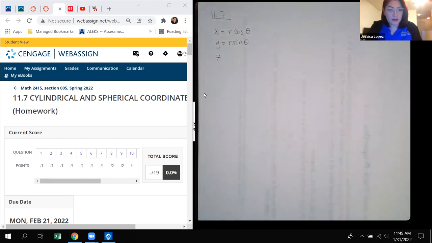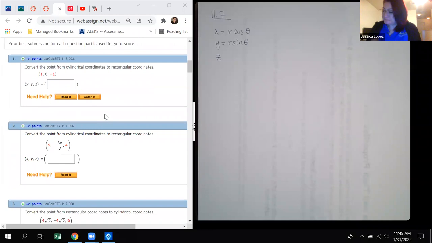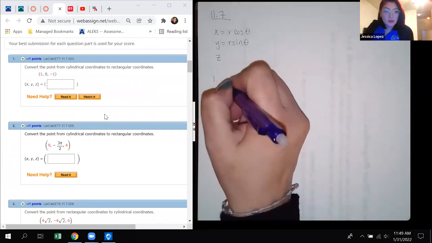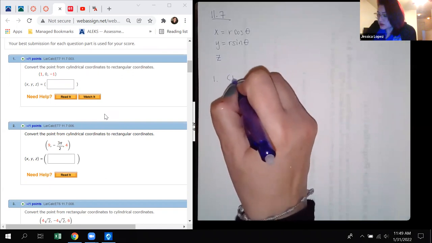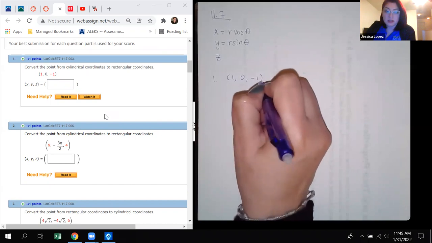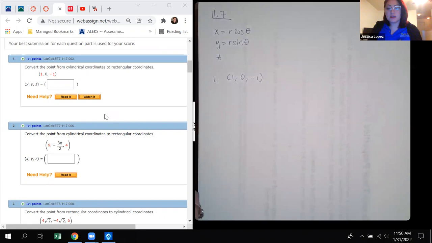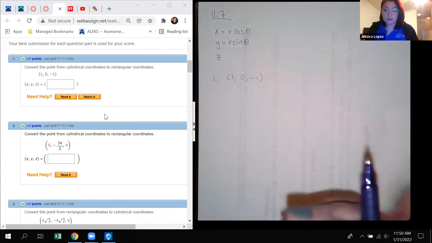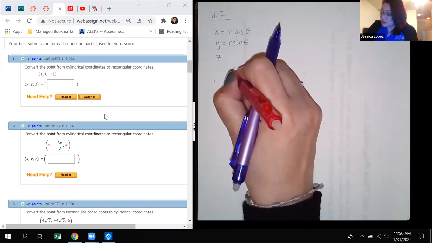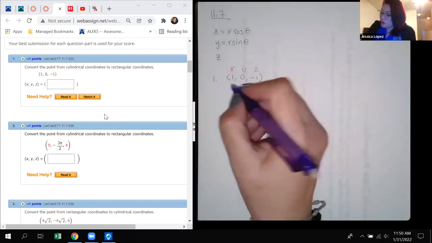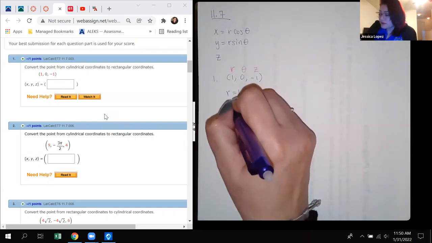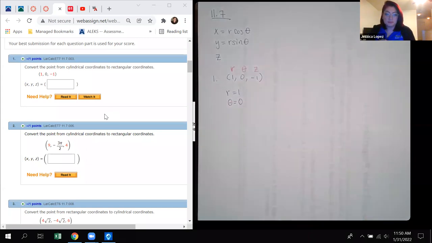So, excuse me. Let's go ahead and see what that first problem is going to look like. Number one says to convert this point from cylindrical coordinates to rectangular coordinates. So they have given me these coordinates. Now, in order for me to do that, I need to recognize what each of these numbers represents, okay? It's always going to be r first, then theta, then the z coordinate, okay? So far what I know is that r is equal to 1 and that theta is equal to 0 radians, okay? I know it's not 0 degrees because there's no degree symbol there. So it's got to be 0 radians.